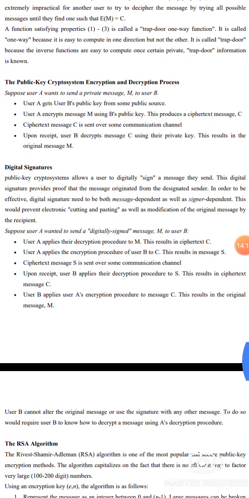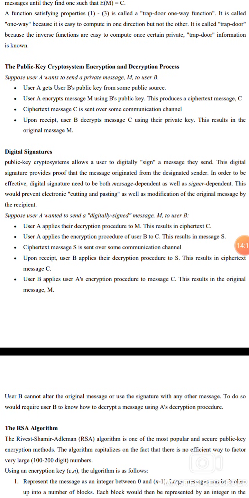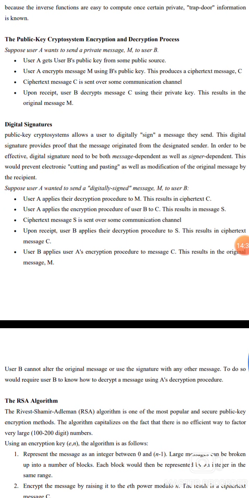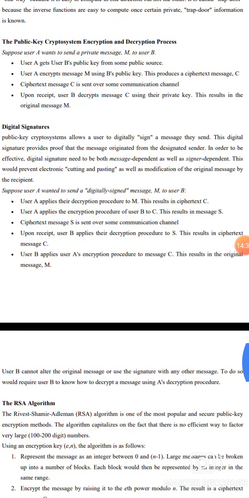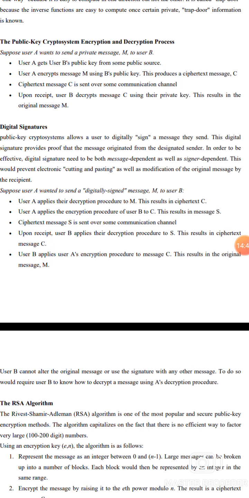The public key crypto system encryption and decryption process. Suppose user A wants to send a private message M to user B. User A gets user B's public key from some public source. User A encrypts message M using B's public key, which produces a ciphertext message C. Upon receipt, user B decrypts C using the private key. The result is the original message.